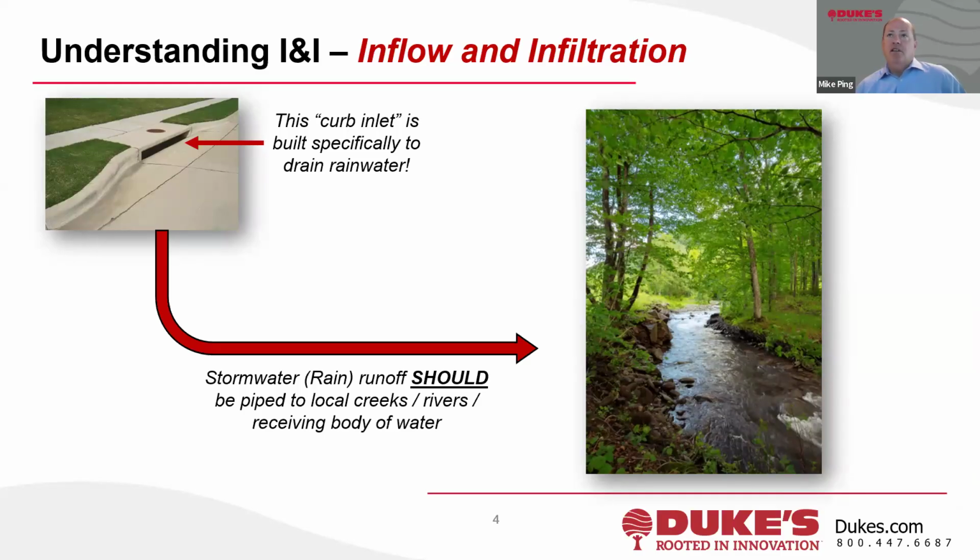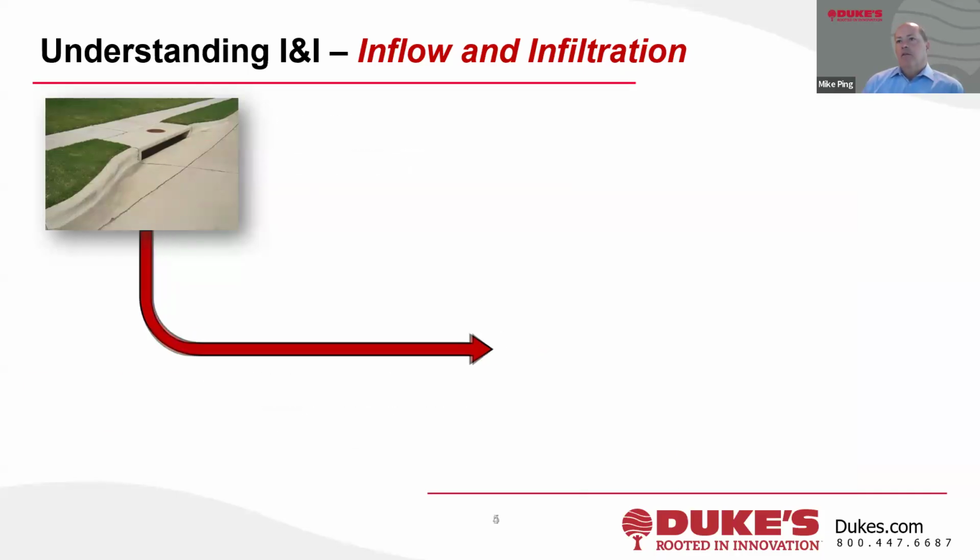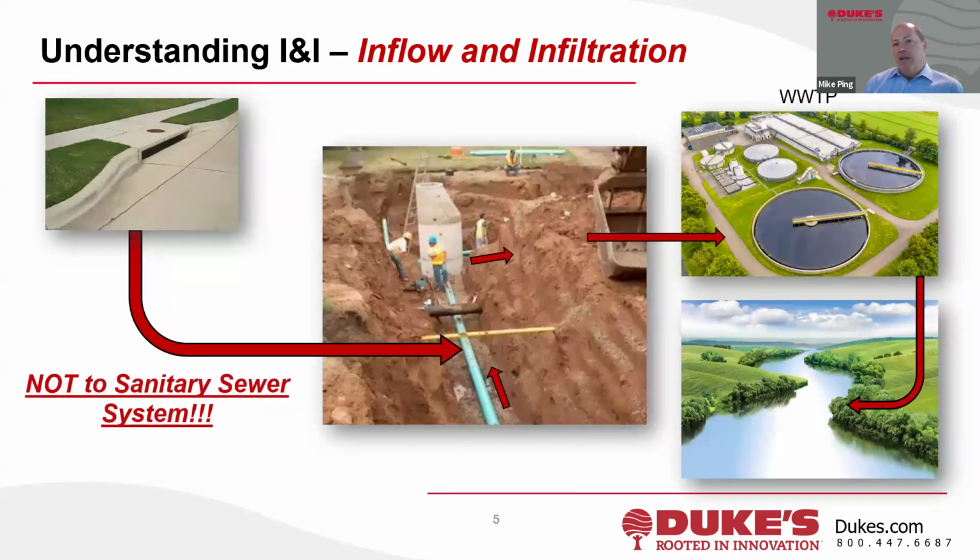we have a photo here, top left, that's a curb inlet that's engineered and built specifically to drain rainwater, right? And that ultimately should be piped up and discharge into some sort of receiving body through a channel of ditches or whatever the case may be. It could be little streams, creeks. It makes its way on out, right? So what it should not be doing is being conveyed to the sanitary sewer system, right?